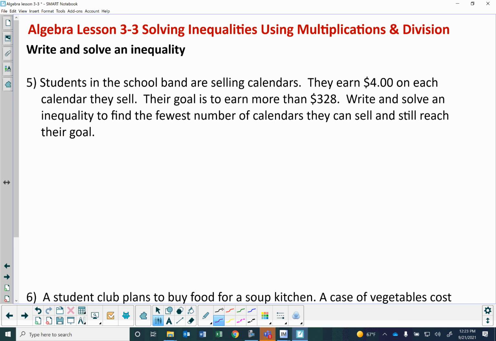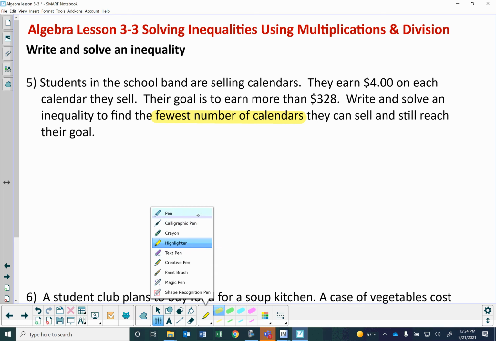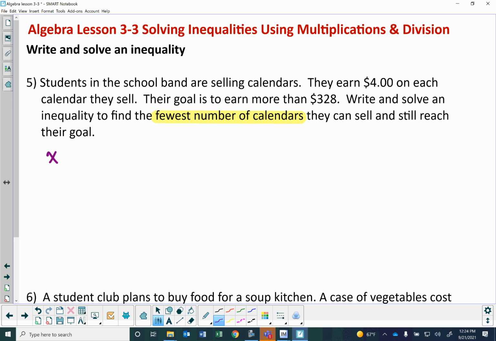Okay, so x is going to be the number of calendars I sell because it says we need to find the fewest number of calendars. Okay, so if I go by that, I'm going to let x equal number of calendars.